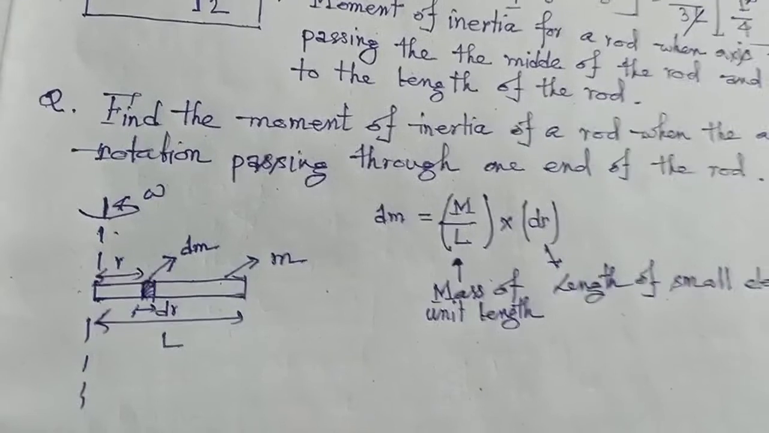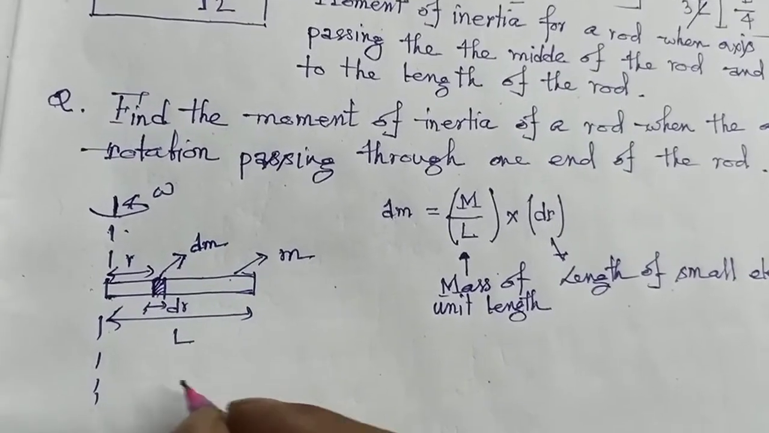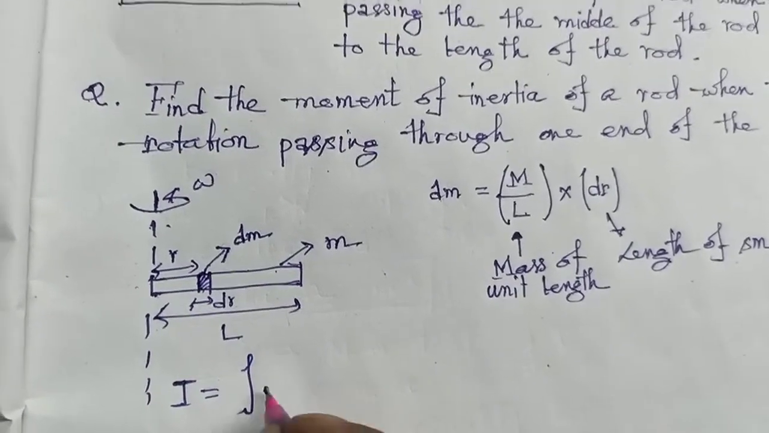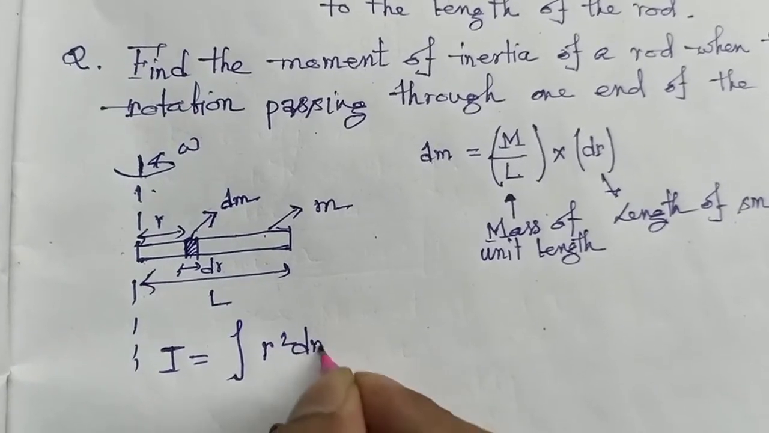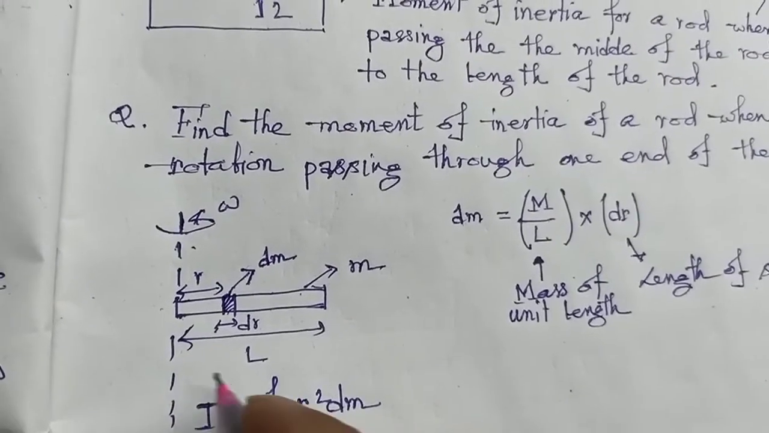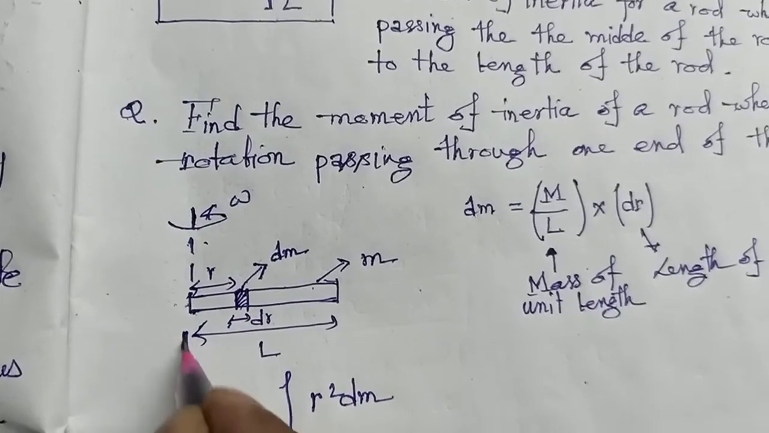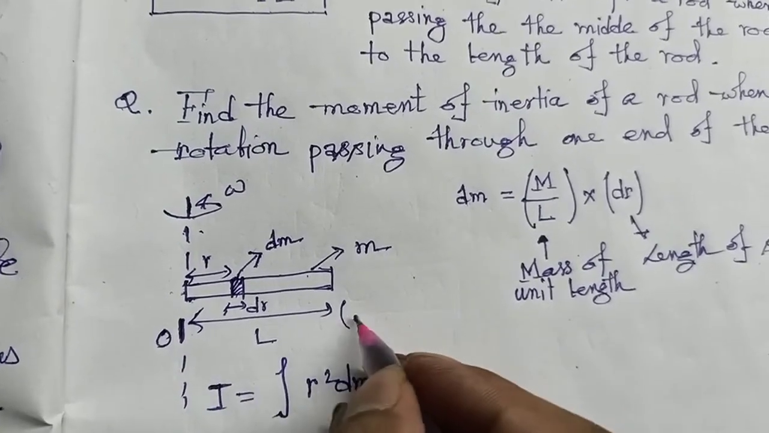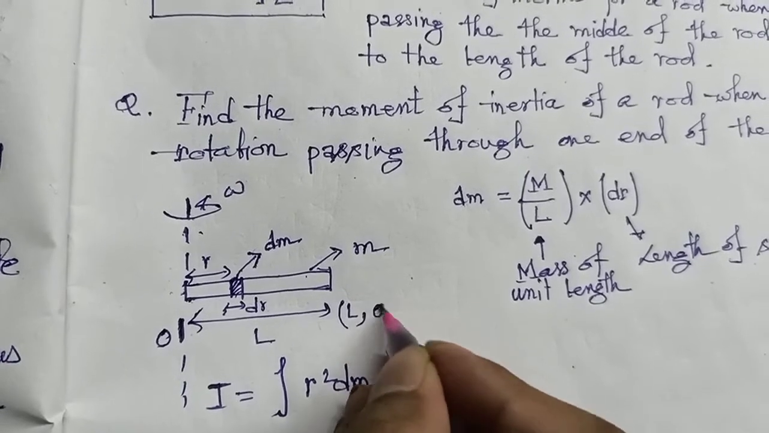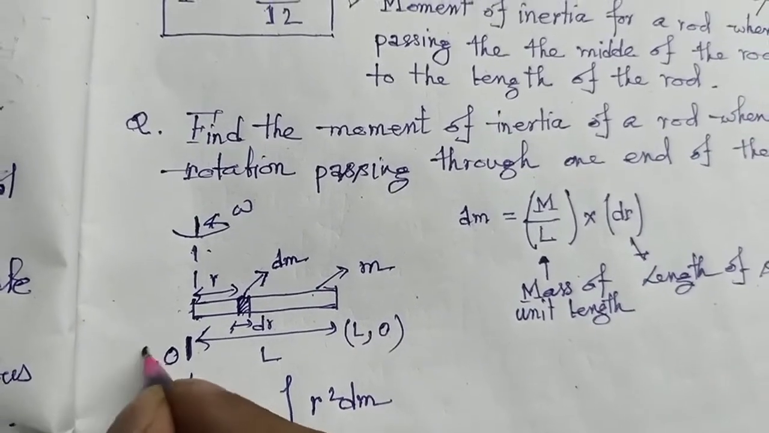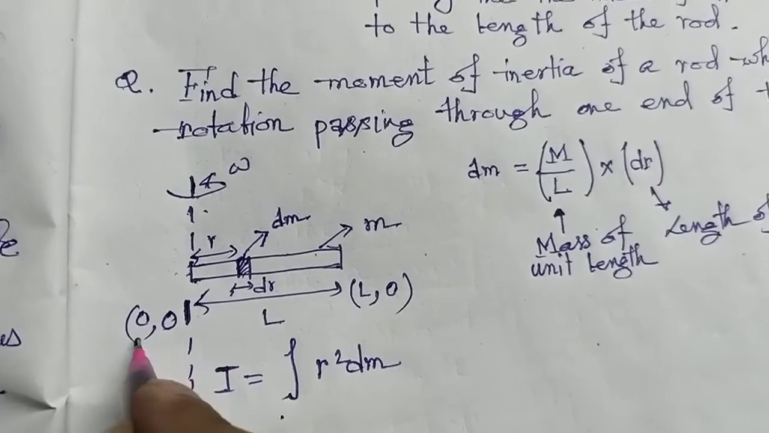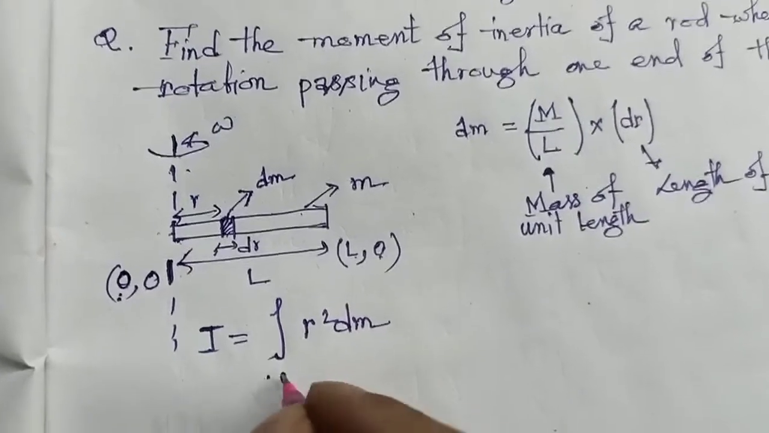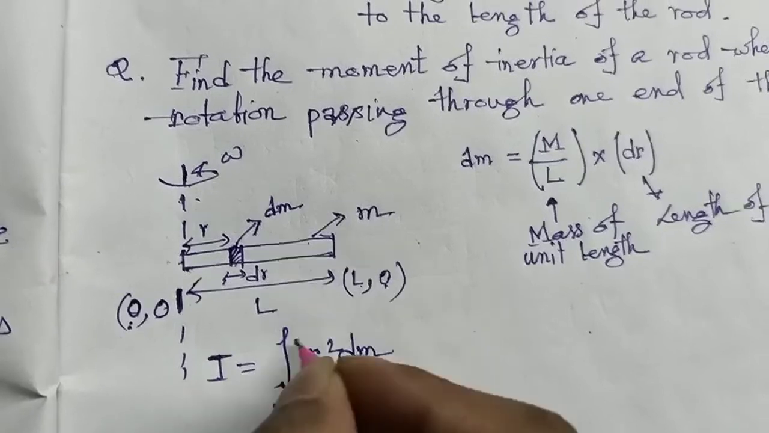But what is the definition of moment of inertia? From the definition, I equals the integration of r square dm. And what is its limit? If we set this axis as the origin, it is 0, and its end is L. So the left limit is 0 and the right limit is L. So our limit of integration becomes 0 to L.